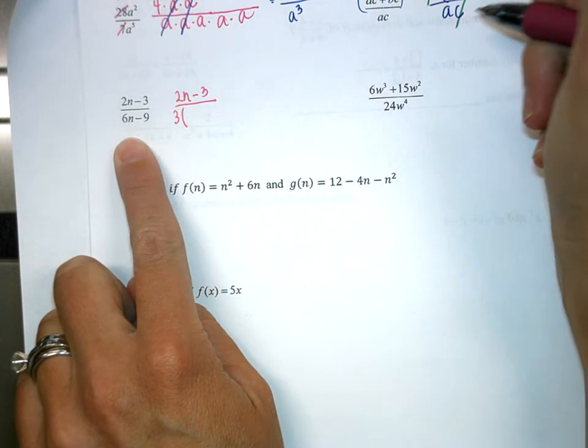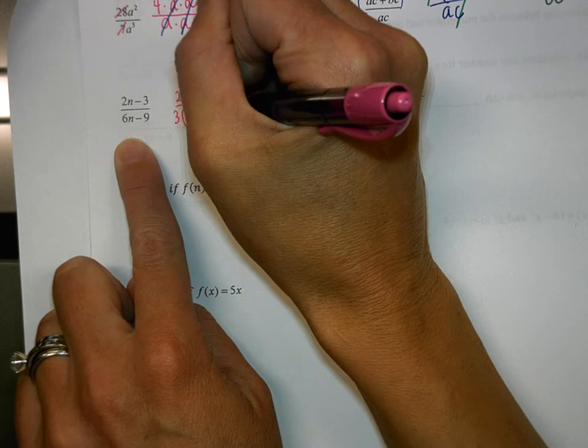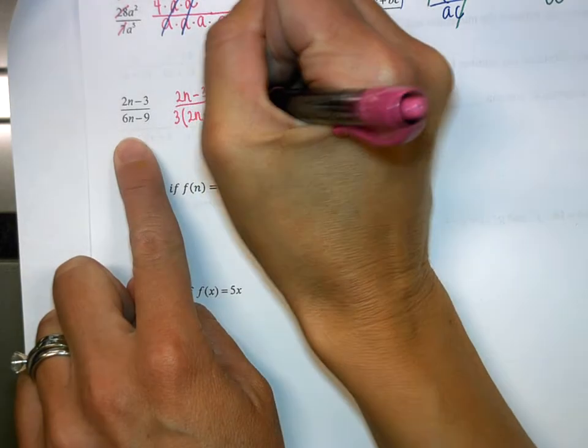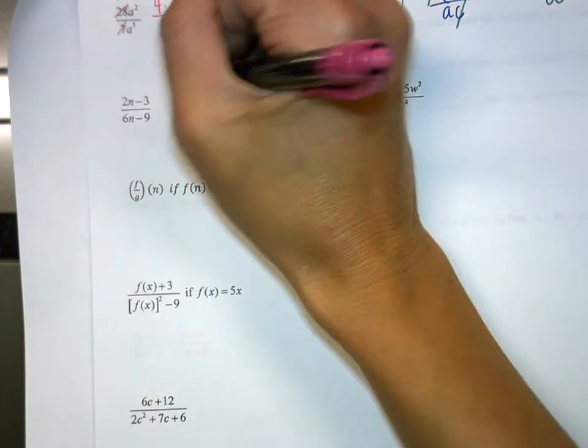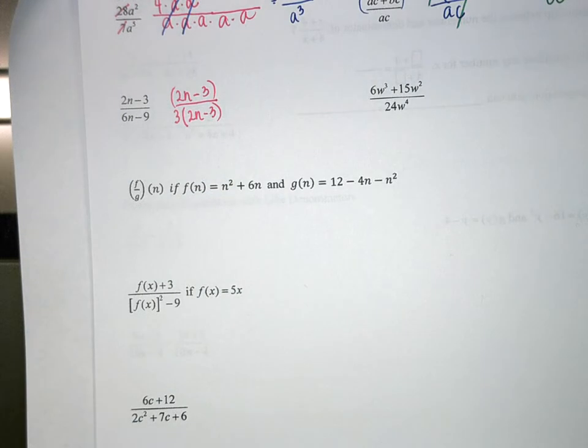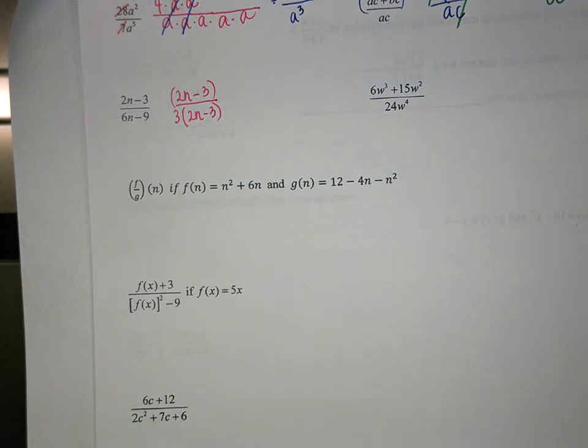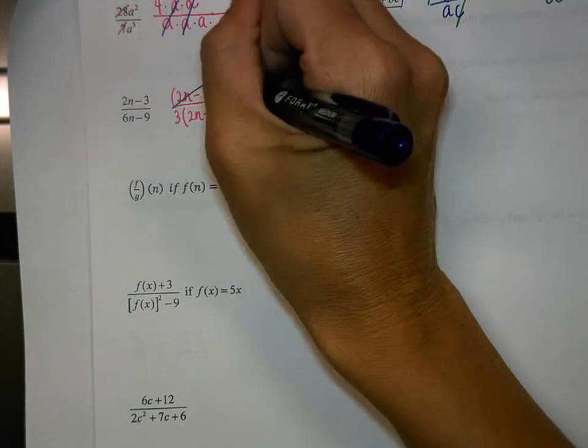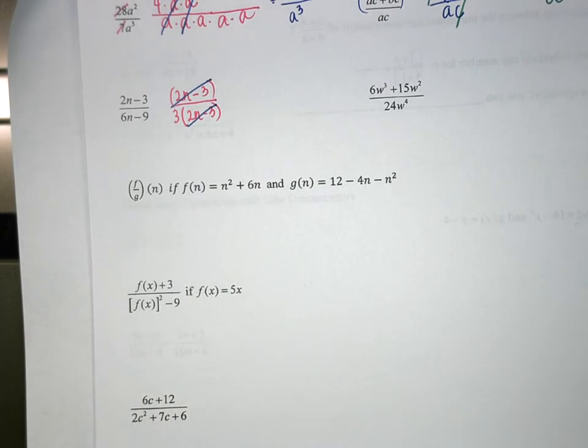And when I do that, what am I left with? 2n minus 3. Now, do we notice anything that is the same? The 2n minus 3's. So we can go ahead and cancel those out because they are exactly the same.